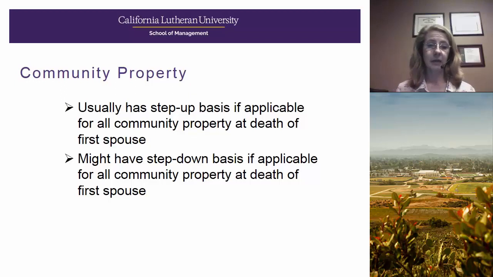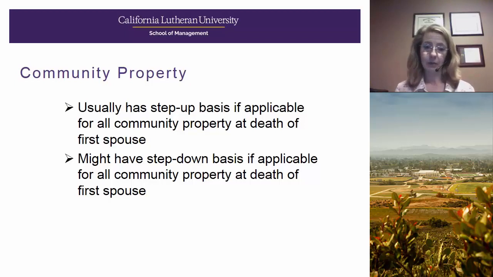Let's think of a married couple who owns their home jointly. In a community property state, when the first spouse passes away, let's say that's the husband, the value of the entire home is stepped up. So if the cost basis was $100,000, the value at the date of death of the husband is $500,000. The basis for the surviving spouse, the wife, is now $500,000. That's in a community property state.